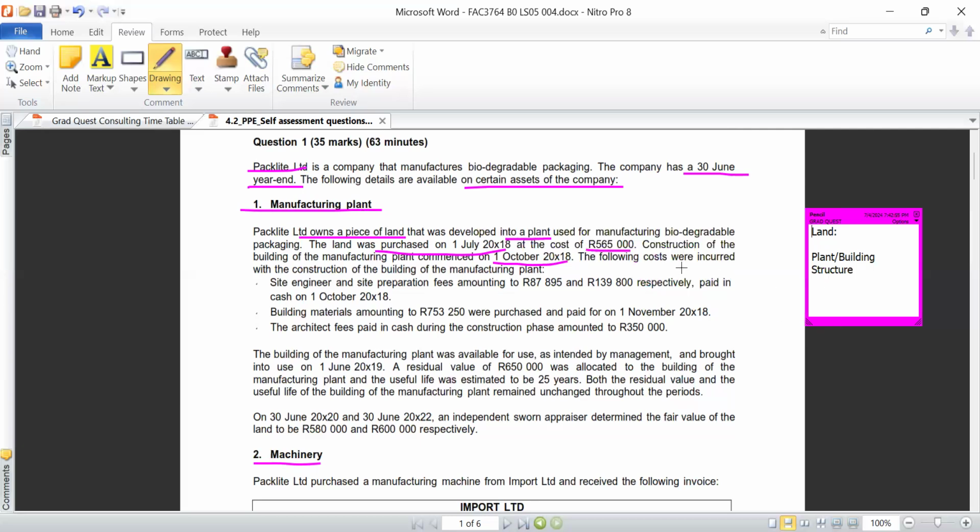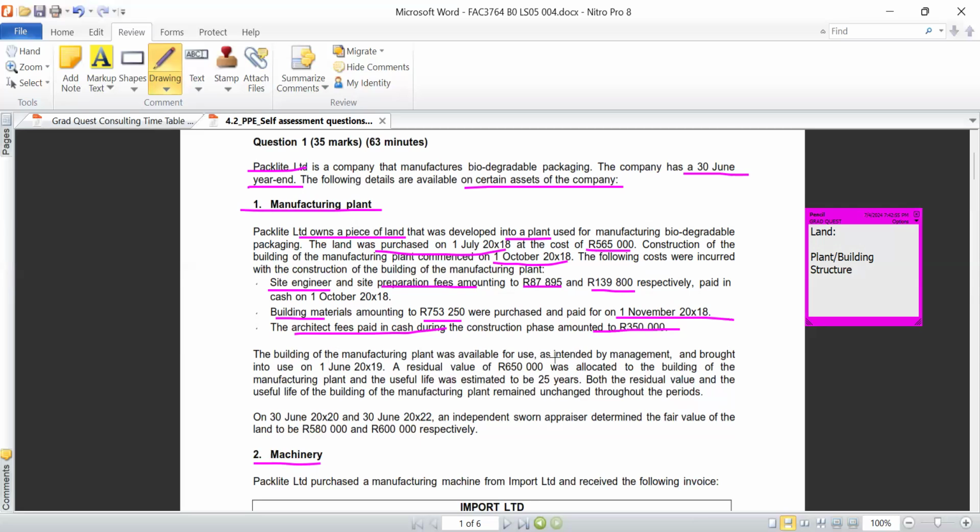Now, the following costs were incurred with the construction of the building of the manufacturing plant. Number 1, there's a site engineer and site preparation fees amounting to 87,895 and 139,800 respectively, paid in cash on the 1st of October 2018. Building materials amounting to 753,250 were purchased and paid on the 1st of November 2018. The architect fees were paid in cash during the construction phase, and they amounted to 350,000 rands.